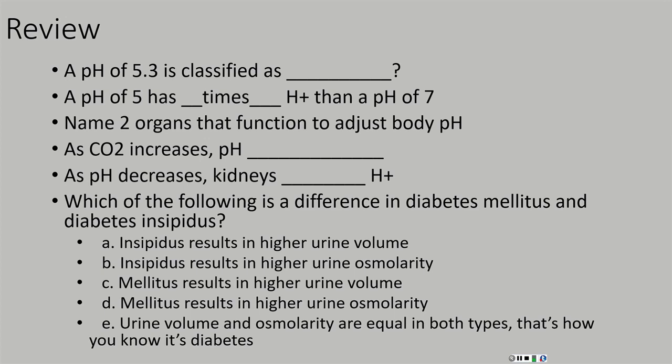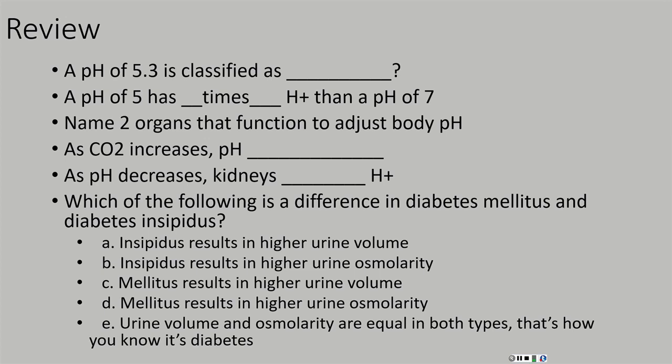As pH decreases, what do the kidneys do to H+? Well, as pH decreases, that's an increase in H+ in the body. We need to get rid of it. So kidneys will secrete H+ so that we can urinate it out.